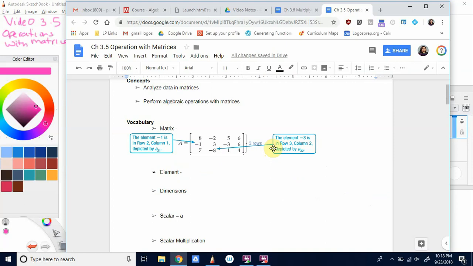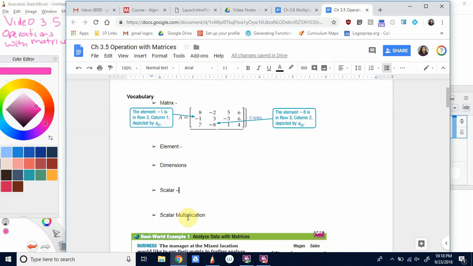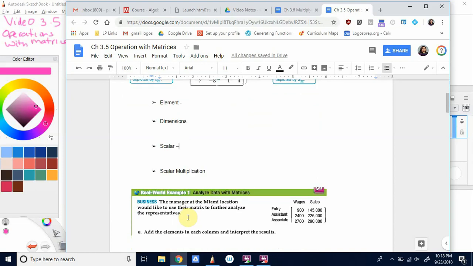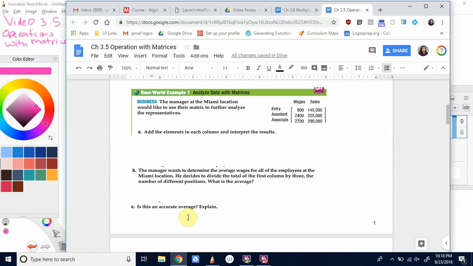A scalar is just a constant that we use to multiply by a matrix, and we're going to learn more about it as we get into the lesson. Scalar multiplication is the actual operation of multiplying each element by a scalar. So let's start in the beginning. Let's look at example 1.